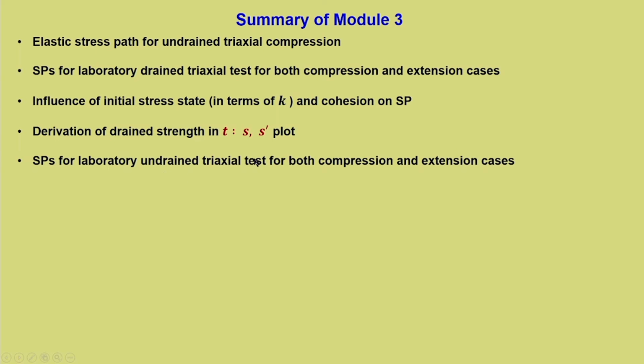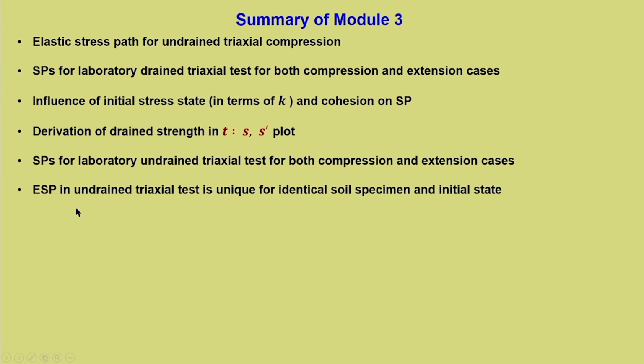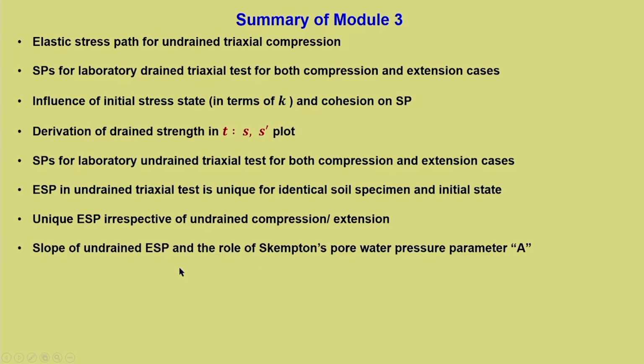Stress path for laboratory undrained triaxial test for both compression and extension, just similar to what we have discussed for the drained test. But here, the A parameter, delta u determination and the uniqueness. So, the ESP in an undrained triaxial test is unique for identical soil specimen and initial state. Unique ESP irrespective of undrained compression or extension. Slope of the undrained ESP and the role of Skempton's pore water pressure parameter A, we have seen that. Importance of effective stress path in defining the failure criterion.